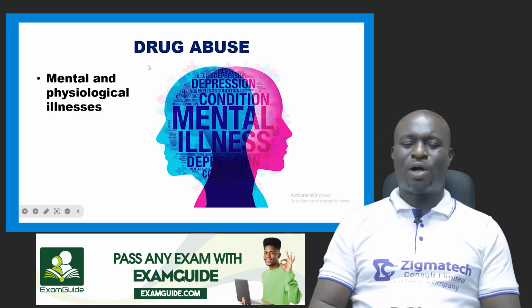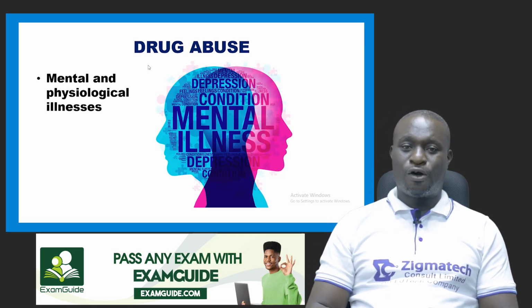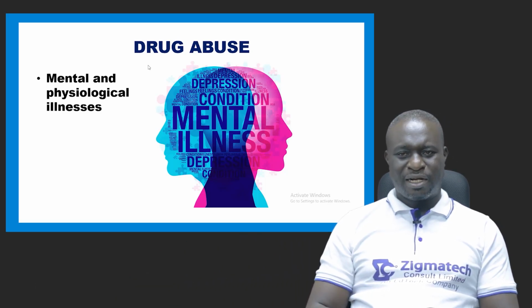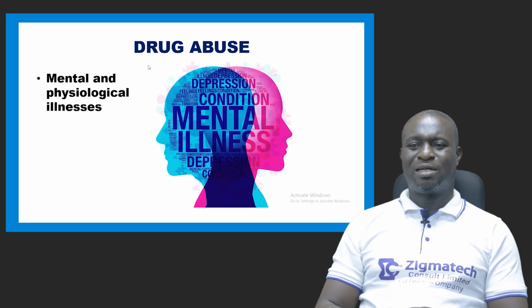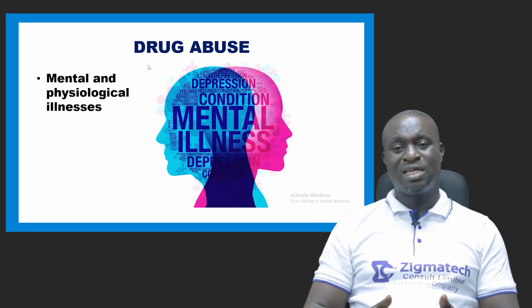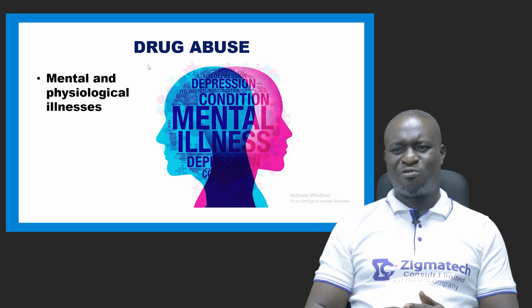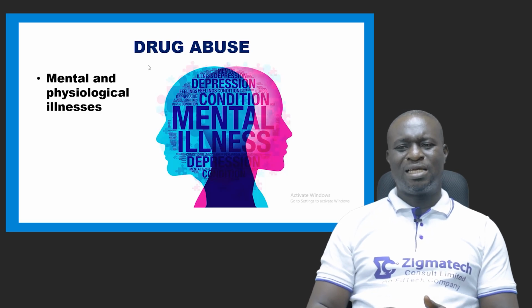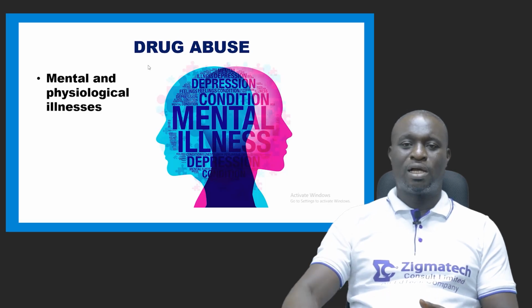And then lastly, we also have drug abuse. One of the diseases it can cause is mental and physiological illnesses. Now, when we're talking about physiological, we're talking about behavioral illness, which can be caused by some of these conditions, including depression. You have insanity to an extent. You have violence, and so on. These are some of the mental illnesses that are found when someone is engaged in drug abuse.